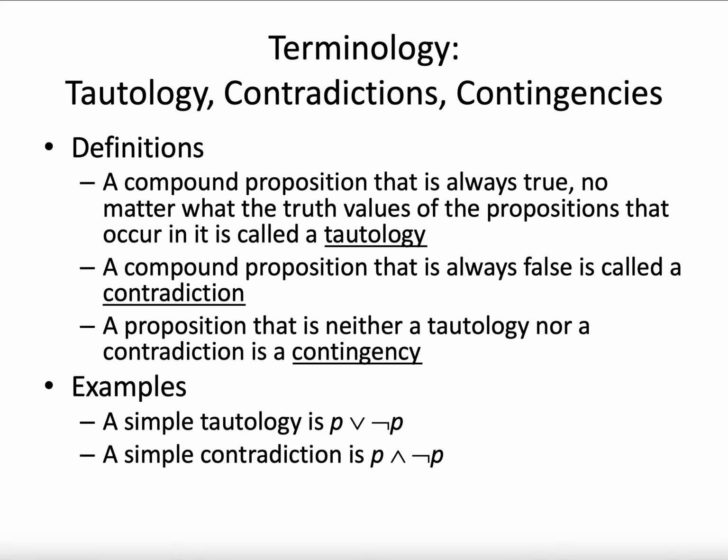And then you have a contingency, which is neither a tautology nor a contradiction. So it's a third statement or a tertiary statement called a contingency. Much like in English language, it's a backup plan, or it's something else. It's not one or the other. So your simple tautology is P or negative P. That's basically a tautology. A simple contradiction is P and negative P, which is again false. It's always going to be false.